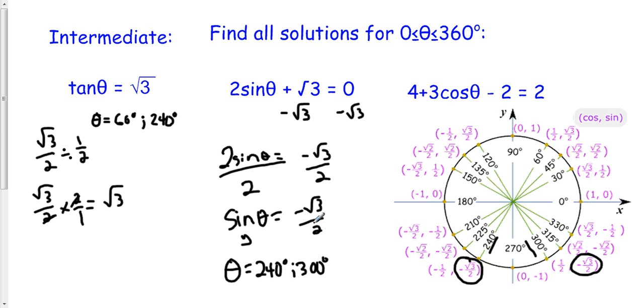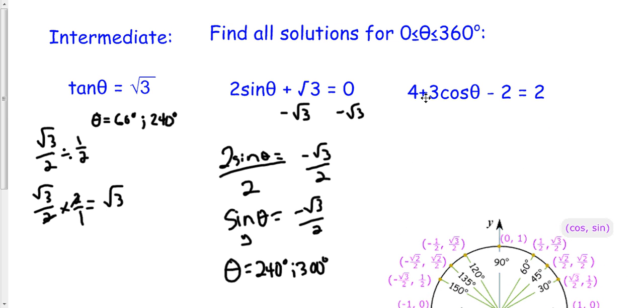Okay, last one. I'm going to erase these marks, and then we're going to move this unit circle a little bit out of the way. It says 4 plus 3 cosine theta minus 2 equals 2. Okay, so let's solve this just like we did this one. I want to add 2 to both sides. And there are many right ways to start this. This is just the way I started it.